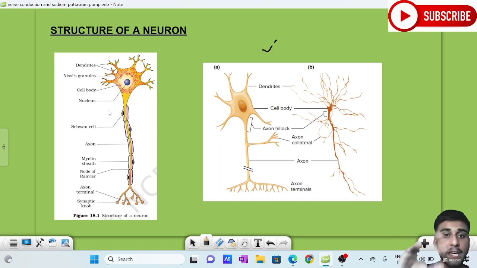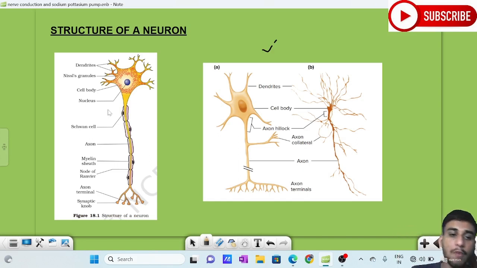And the microglia are actually the macrophages in the nervous system. Macrophages are the cells which help in fighting against an antigen or an external substance, right? So these are the things.